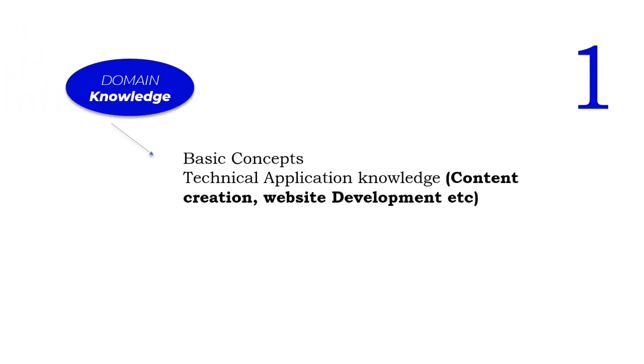Now, the first thing is domain knowledge. When we talk about domain knowledge, what we are trying to establish here is the basic concept around that field, right? And then the technical application knowledge. These are the two basic things you need to understand if you are going to apply this technology in any field. For example, let's say as a digital marketer, you need to have basic concept.